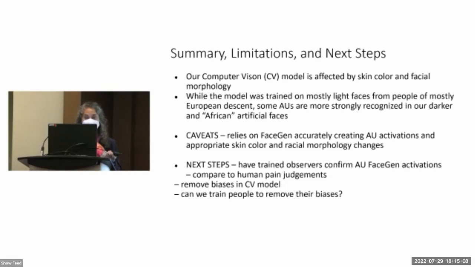As a caveat, we are relying on the FaceGen accurately creating AU activations and appropriate skin color and racial morphology changes, and on them being realistic enough. So for next steps, we're going to have trained observers confirm these AU FaceGen activations. We're also going to have regular humans make global pain judgments on these faces, and we're going to have computer vision do those pain judgments as well. And we're going to see if we can try to remove these biases in the computer vision model.